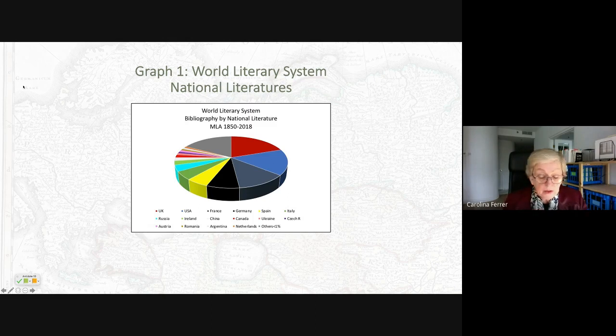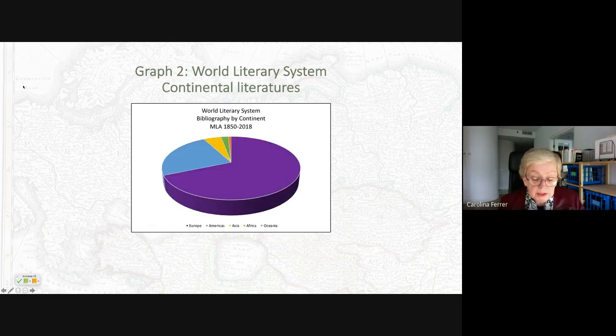Thirdly, we form the different continental literary systems. As shown in graph two, the world system is highly Eurocentric, with Europe accumulating 68% of the references, followed by the Americas 24%, Asia 5%, Africa 2%, and Oceania 1%.